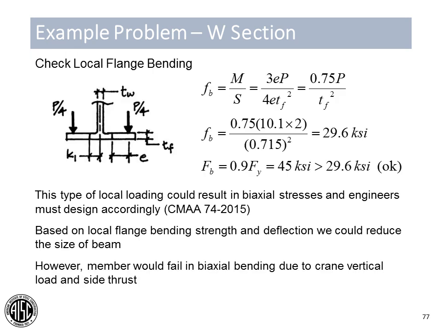Now let's look at local effects. The demand stress, F sub B, is 0.75 times your wheel load over the thickness of the flange squared, or 29.6 ksi. And then your allowable flexural stress, 0.9 times 50 ksi, would be 45 ksi. So we meet the criteria for local effects as well. Now you can see based on this criteria that based on the local effects, as well as the deflection criteria, we could have reduced the beam size. However, biaxial bending governed in this design.